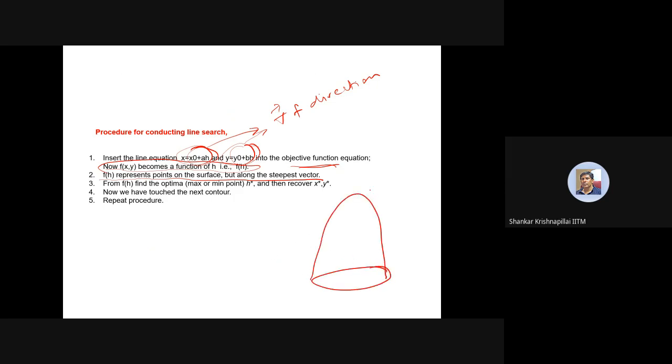This is the contour. So this is our starting point, x naught, y naught. This is the del f vector. So this is the slice of the objective function above the del f vector. This is called f of h. So f of h represents the points on the surface, but along the steepest vector. So you have to use only these x, y points.